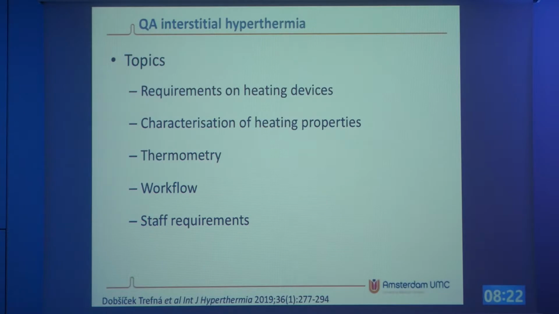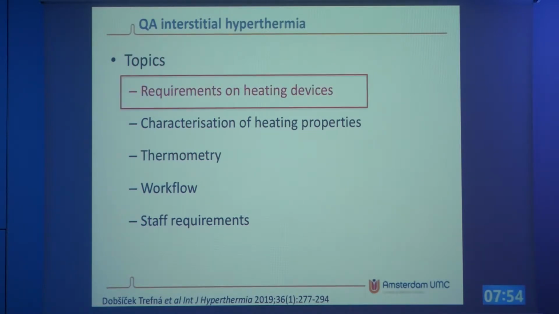So, first of all, what were the topics touched upon in these guidelines? Well, requirements on the heating devices, but also how to characterize the heating properties, and preferably so in a fairly straightforward and simple and fast manner. How to conduct your thermometry, items on the workflow for interstitial hyperthermia, and also the staff requirements, as also mentioned.